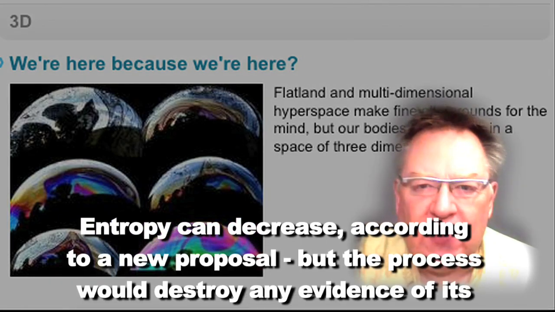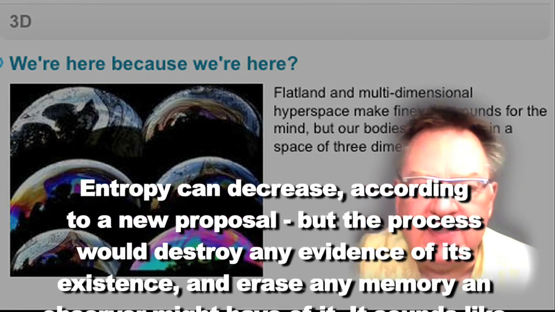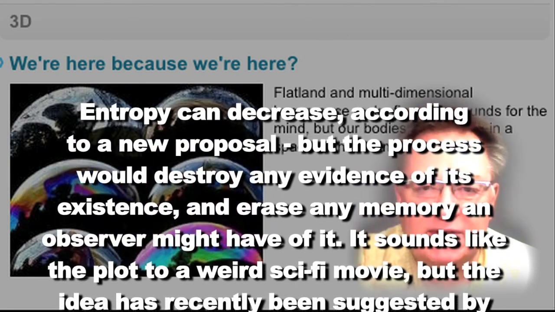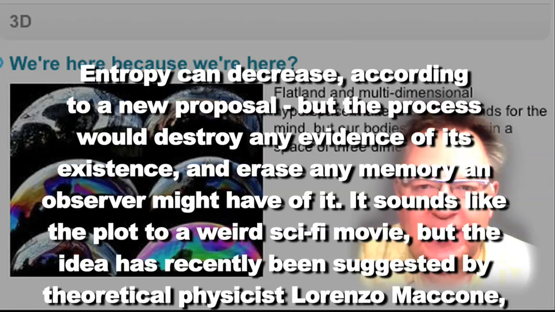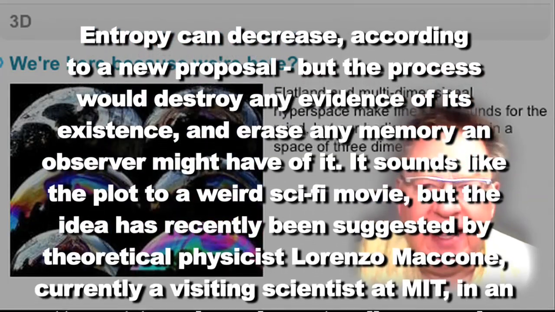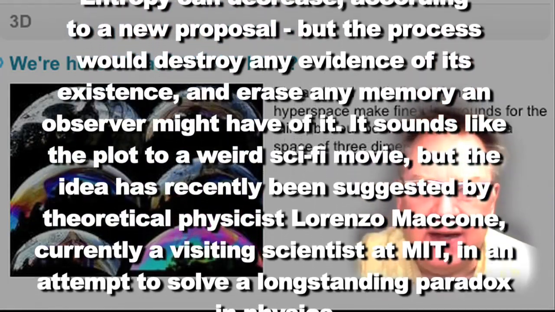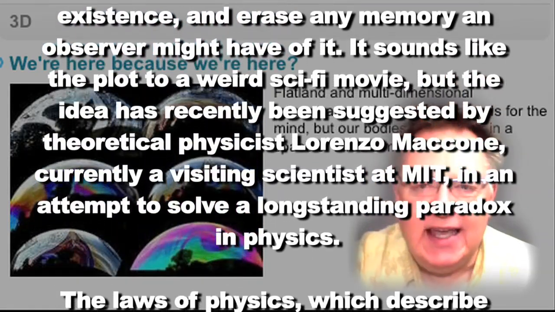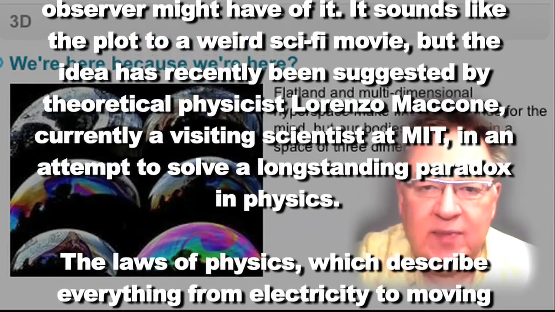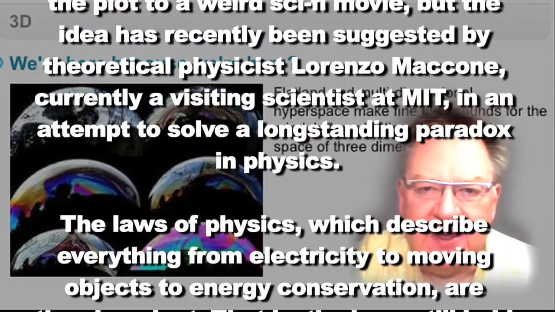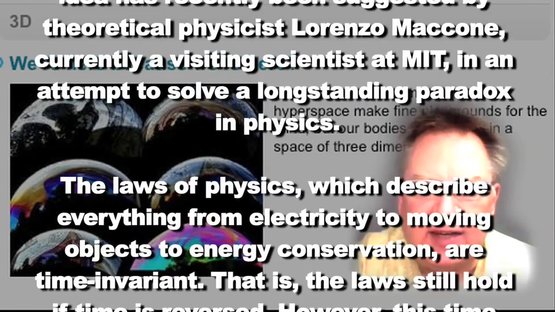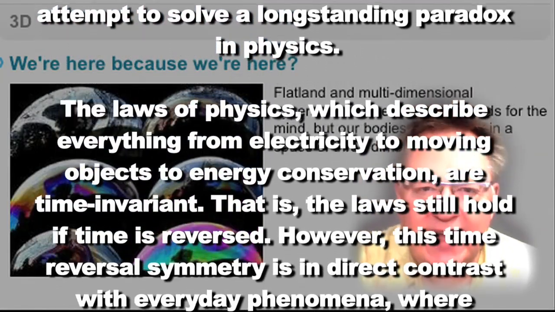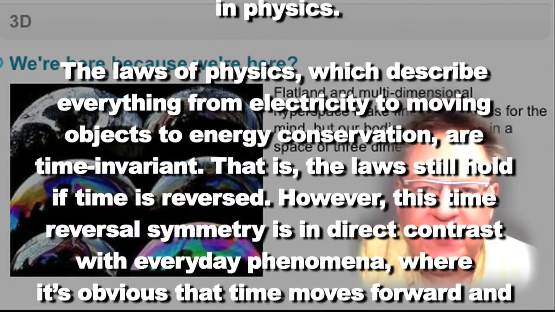Entropy can decrease, according to a new proposal, but the process would destroy any evidence of its existence and erase any memory an observer might have of it. It sounds like the plot of a weird sci-fi movie, but the idea has recently been suggested by theoretical physicist Lorenzo Maccone, currently a visiting scientist at MIT, in an attempt to solve a long-standing paradox in physics. The laws of physics, which describe everything from electricity to moving objects to energy conservation, are time invariant. That is, the laws still hold if time is reversed.